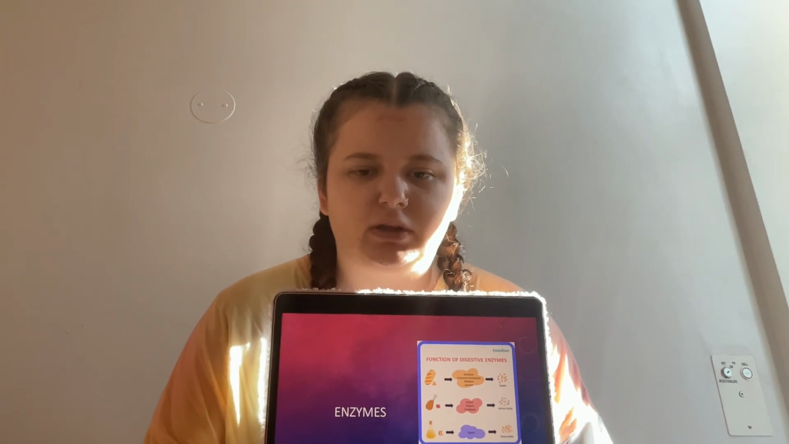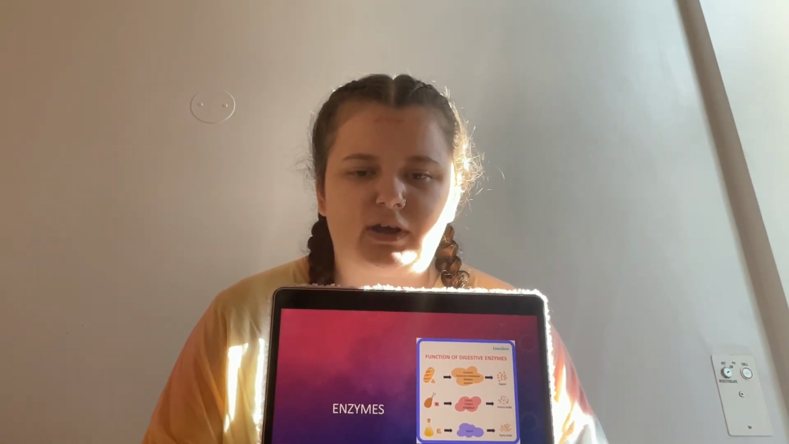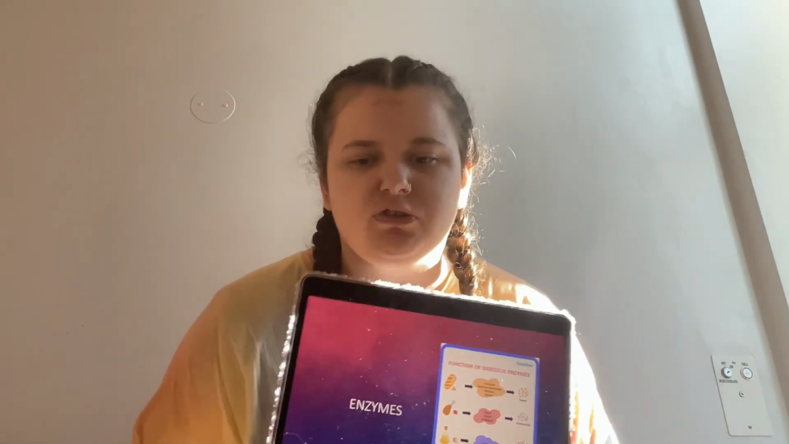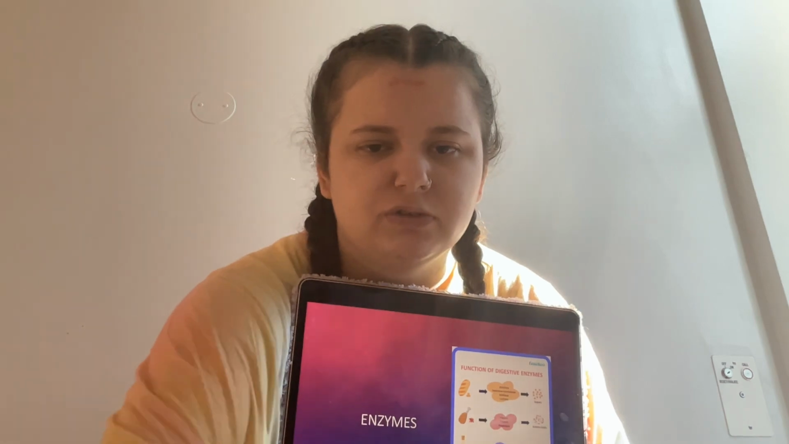Gastric lipase works best in the stomach due to the acidic environment, where the pH is 3 to 6. Pancreatic lipase works in an alkaline environment like the small intestine, where the pH is about 8.